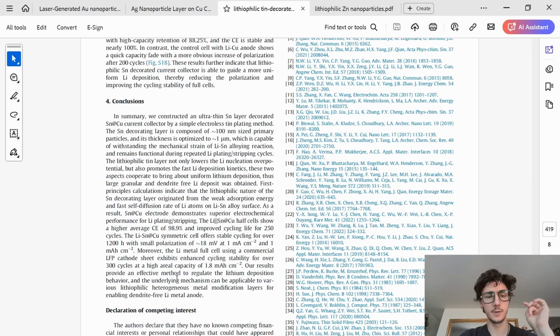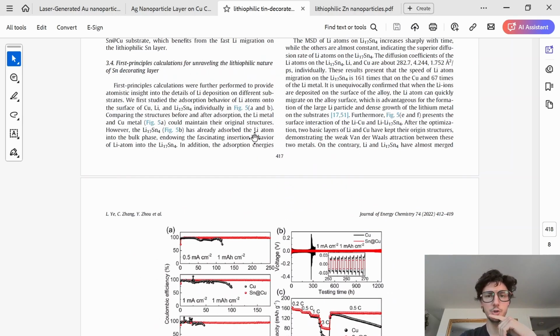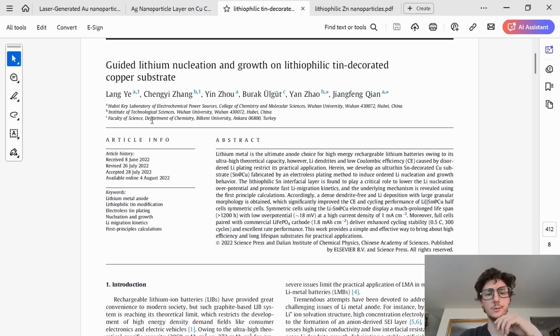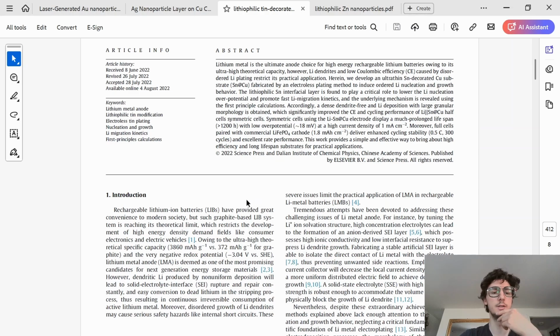Our results provide an effective method to regulate the lithium deposition behavior, and the underlying mechanism can be applicable to various lithiophilic heterogeneous metal modification layers for enabling dendrite-free lithium metal anode. Okay, interesting. So I don't want to make this video too long, so I might just look at that for this article. Thank you guys for writing it. I'm going to take a look at it a bit more in depth. This is published 2022.